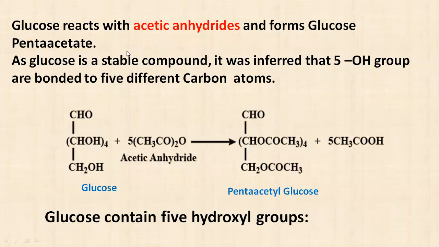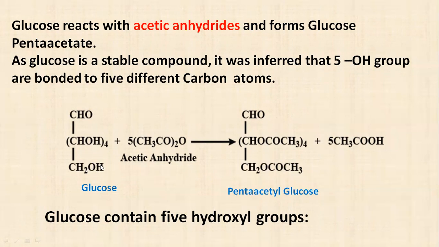Glucose reacts with acetic anhydride and forms glucose pentaacetate. See here, this is glucose. When it reacts with acetic anhydride, (CH3CO)2O, we require 5 moles of acetic anhydride. The anhydride group replaces the OH of glucose. As glucose contains 5 OH groups, they are replaced by 5 acetyl groups, and we get the structure of penta-acetyl glucose by the removal of acetic acid.